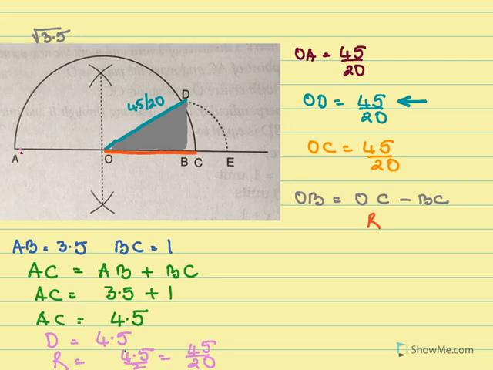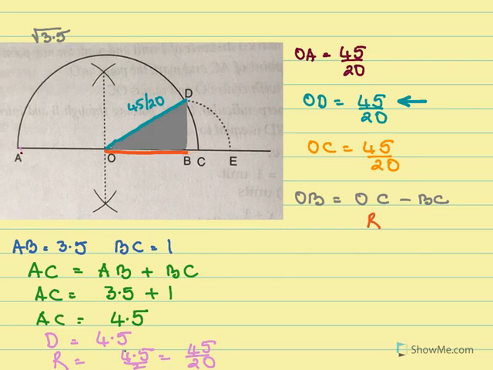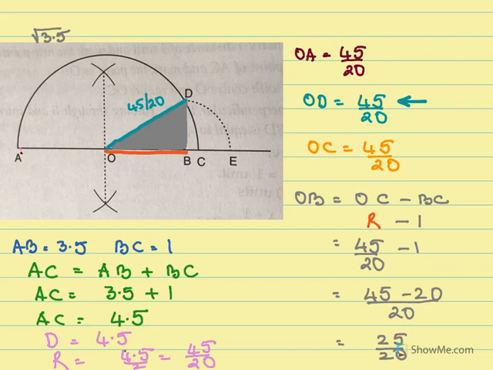Have you seen? This BC, I'm going to subtract it, 1. My radius, we know, is 45 by 20, that is OC, minus 1. So that is 45 minus 20 over 20, and this would be 25 over 20, my OB. So in this right angle triangle, there is 90 degrees here. I know my two sides. One is OD, 45 by 20, and now I know my OB, and this OB is 25 by 20.